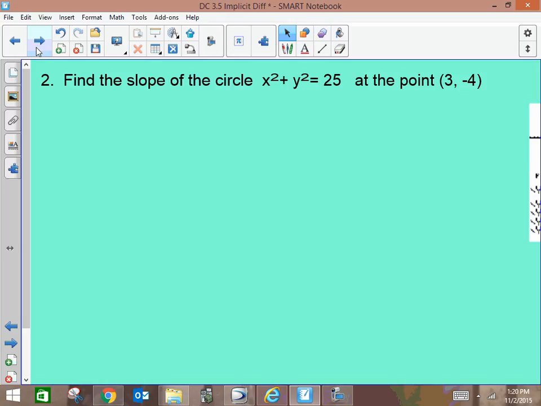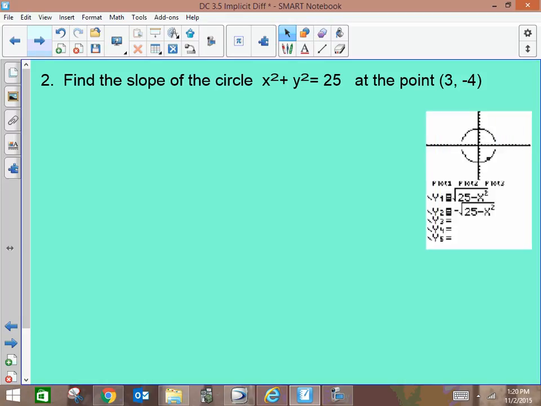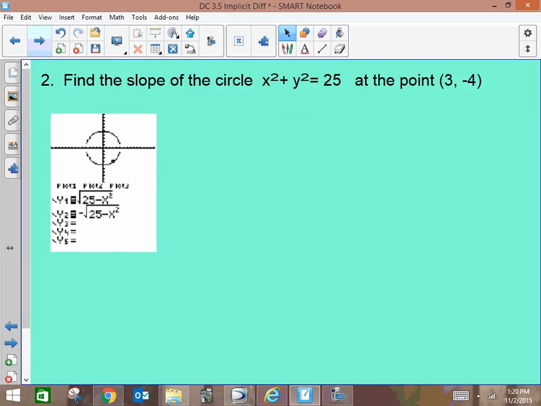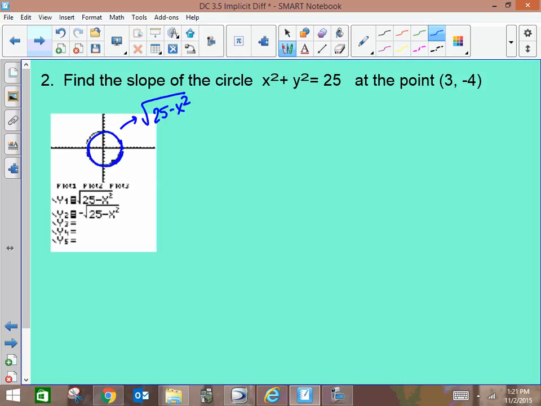Okay, so let's try another one. Find the slope of the circle, x squared plus y squared equals 25. If you wanted to graph that equation, you'd have to put it in like this, where y equals the positive value, just to have the graph in front of you, which is always nice to have. Okay, so that's a circle, and it's not supposed to have this gap, it's just the graph thing. So this top half in the calculator is the positive square root of 25 minus x squared, and the bottom half right here is, of course, the negative.